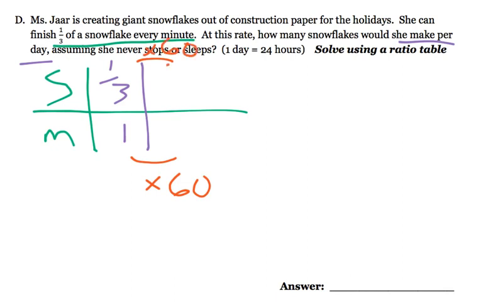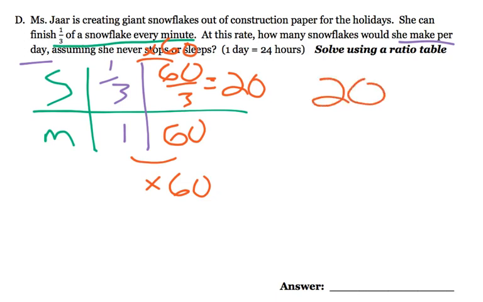1/3 times 60 is 60/3, and 1 times 60 is 60 minutes. 60/3, well, 3 goes into 60 20 times. So now I know something. I know that she can make 20 snowflakes in 1 hour.